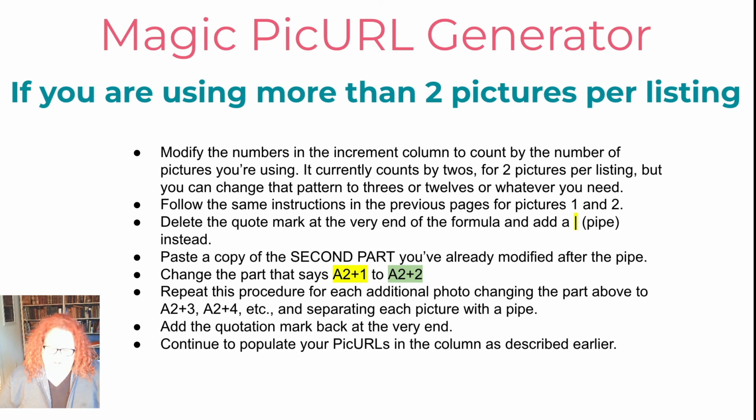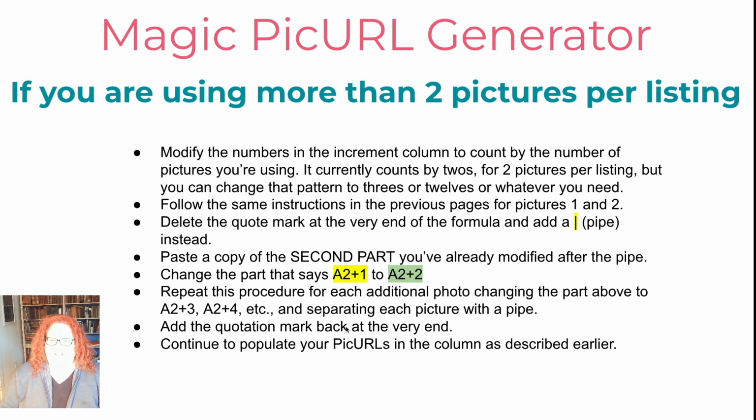And it will do that same thing in each column. So in the second row, your number is 3, so it will say A2+3, which is 5, and so on and so forth. Just repeat this process for each additional photo you want to do. So you just, at the end of it, add a pipe, copy the chunk of formula that has all your info in it, and change A2+2 to A2+3, and then A2+4, A2+5, etc. for each additional photo up until the point where you have them all, and then your formula will be ready to generate all those pictures for you.